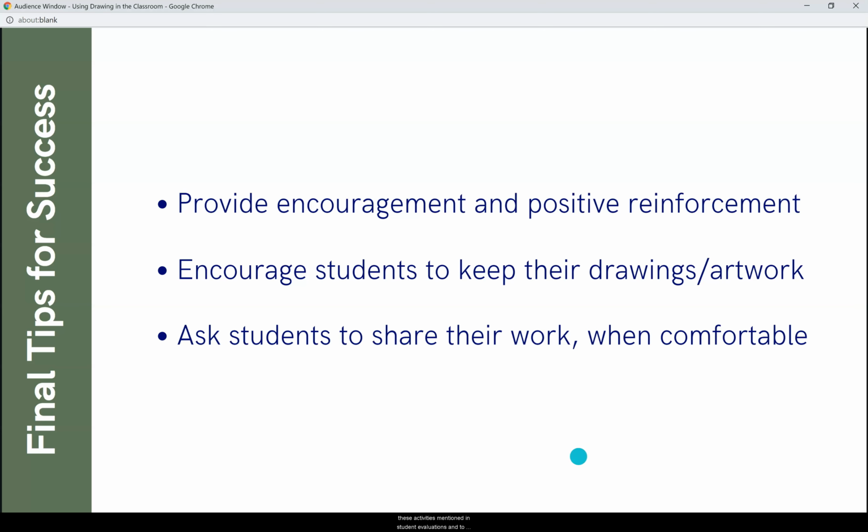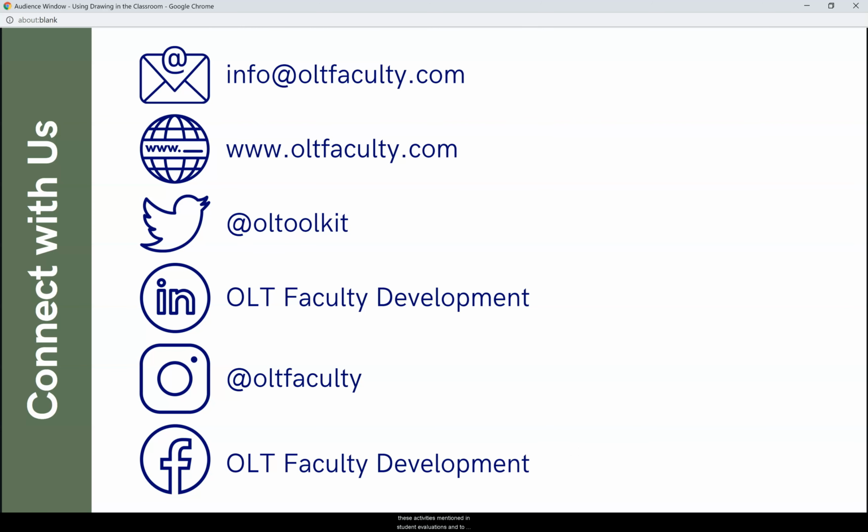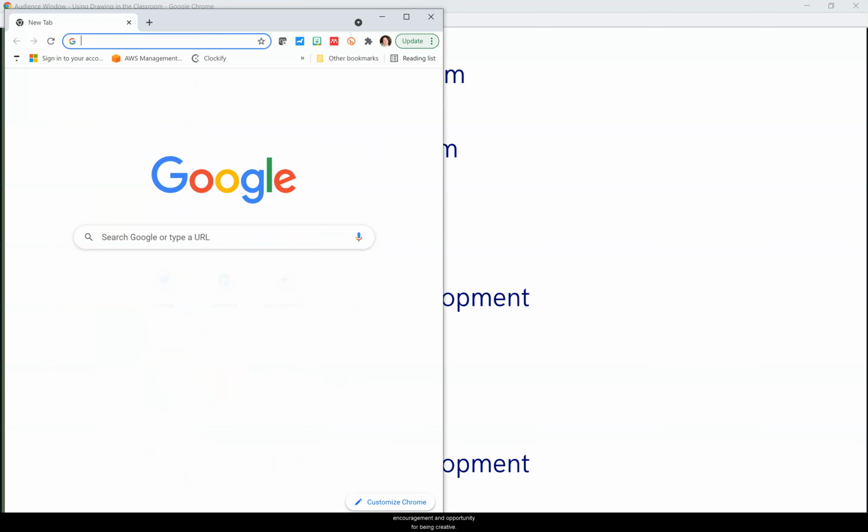I hope that you found this information inspiring and that you'll give this a try in your own classroom. If you do, let us know how it goes. We are really curious to learn more about how folks are using creative expression and drawing in their classrooms.